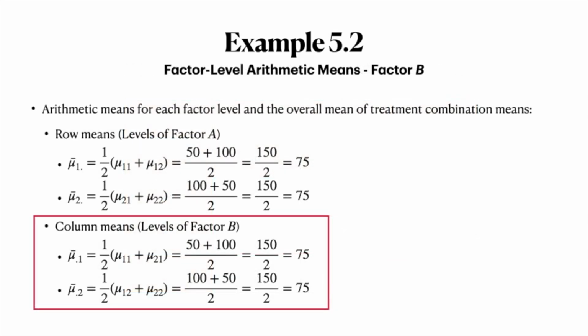Next, we're going to calculate the column means, the means of the levels of factor B. And so the mean of the first level of factor B, mu bar dot 1, is the mean of 50 and 100, so 75. The mean of the second level of factor B, mu bar dot 2, is the mean of the values 150, and so that again is 75.